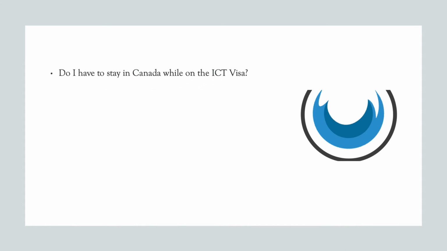The first question is, do I have to physically stay in Canada while on the ICT visa? Now, there is no simple answer to this question, so let me answer this question in stages, okay? The first stage is you are given an ICT visa for an initial timeline of 1 year. Okay, then any more extensions are based on whether you have met the requirements of the program, and I've discussed these requirements in detail in my other videos.